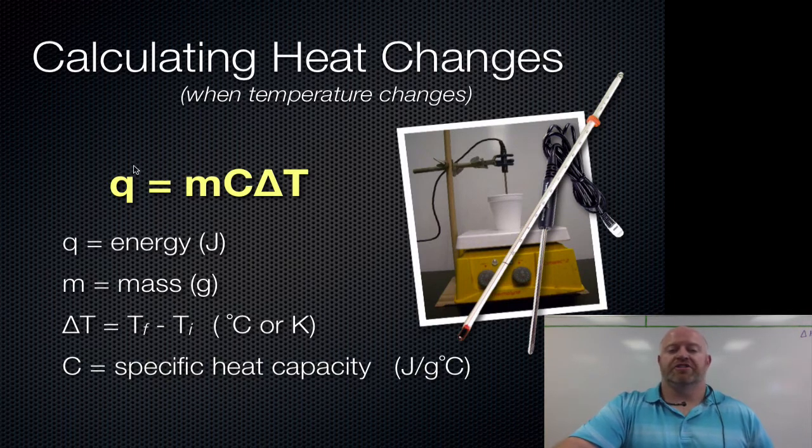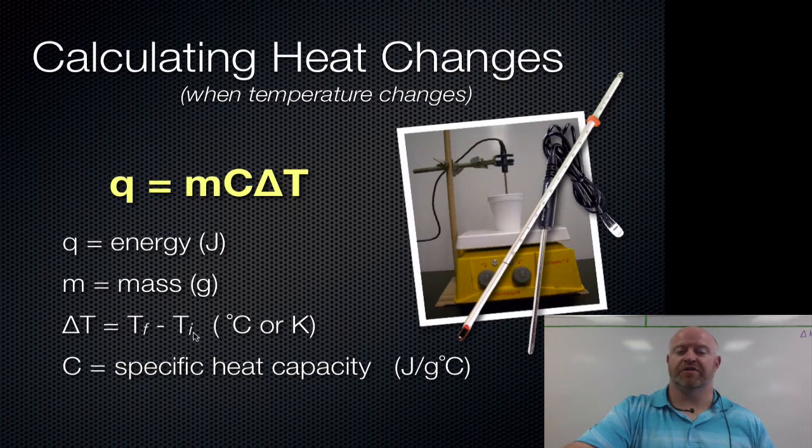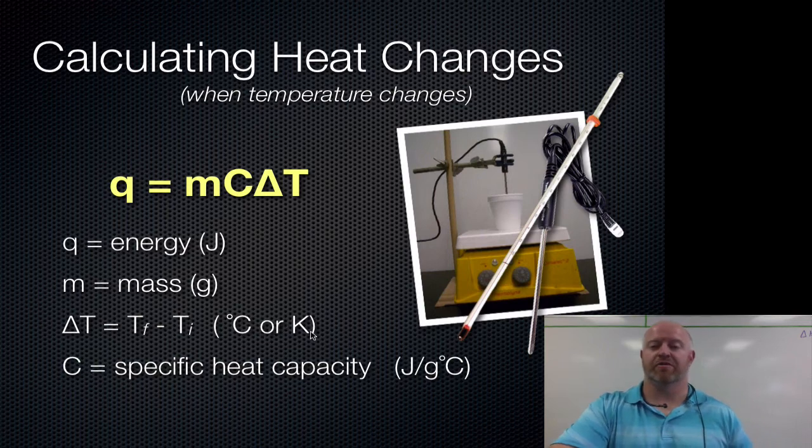A new symbol for us is Q. Q stands for energy change, which is in joules. M is our mass, which we do in grams, and delta T, our Greek letter delta, which stands for change, for temperature. Little f stands for final, little i stands for initial. So you have your final temperature minus your initial temperature. It can be in degrees Celsius or kelvins, it doesn't matter which one.